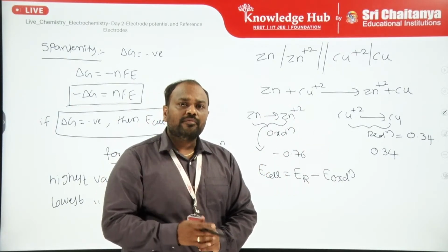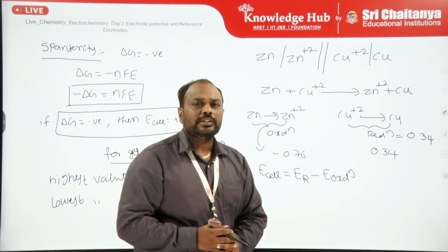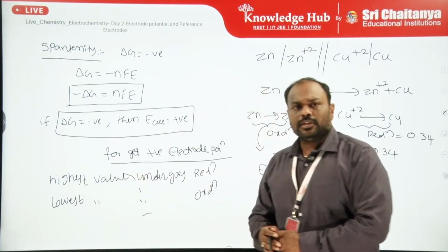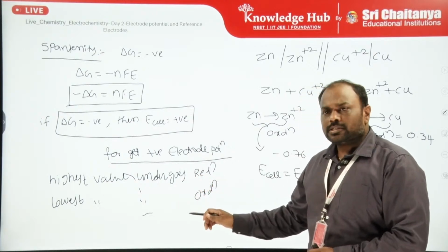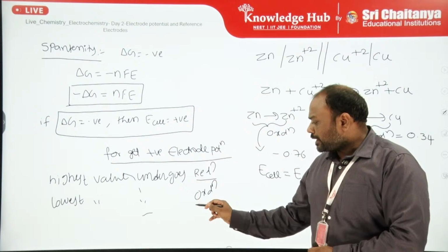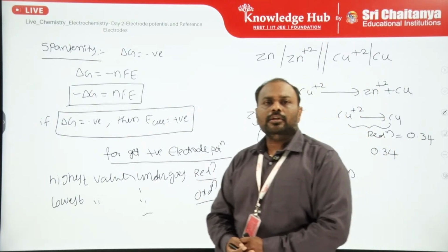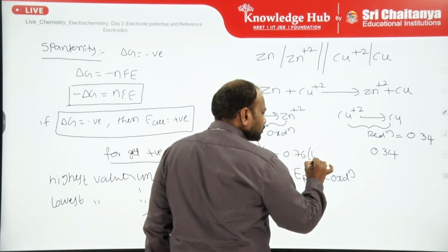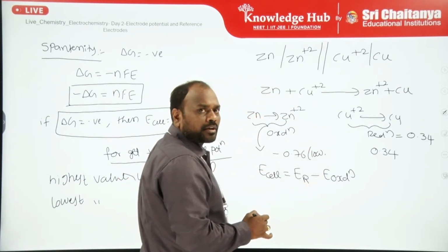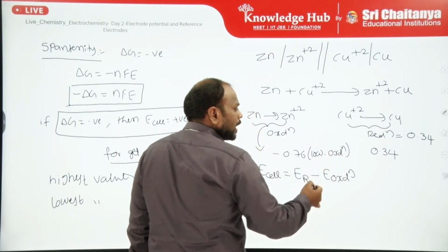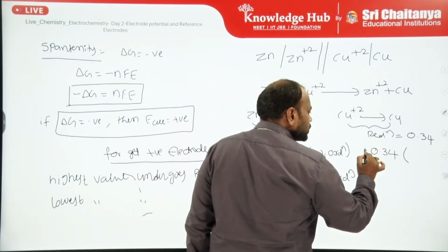How do you identify which one undergoes reduction and which one undergoes oxidation? We have just discussed that. Whichever value is highest undergoes reduction. Whichever value is low undergoes oxidation. Out of these two, this is the lowest value. The lowest value undergoes which reaction? Oxidation. The highest value is 0.34 because it is the positive value.